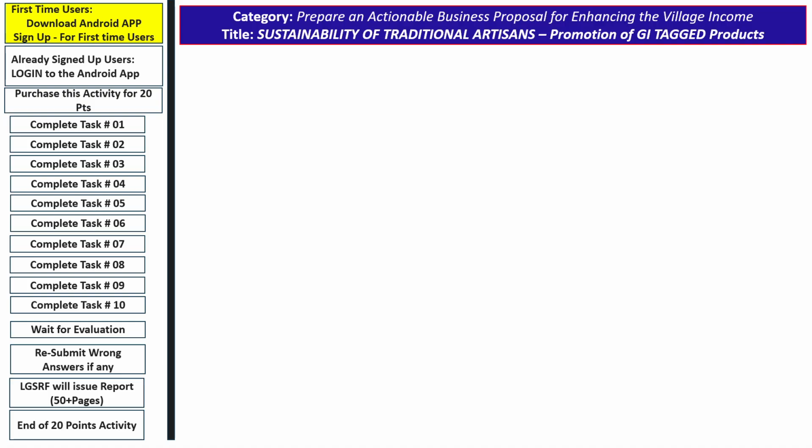Now, on the left side, whatever I have mentioned, this is one life cycle of 20 activity points. Student needs to download the application, sign up if they are first time users. If they are repeat users, they need to log into the application, purchase the activity for 20 points, complete task 1 to 10, wait for the evaluation by LGS Research Foundation, resubmit if any answers are rejected, then LGS Research Foundation will issue the report, and that will be the completion of 20 activity points. In this video, I am briefing each and every step here.